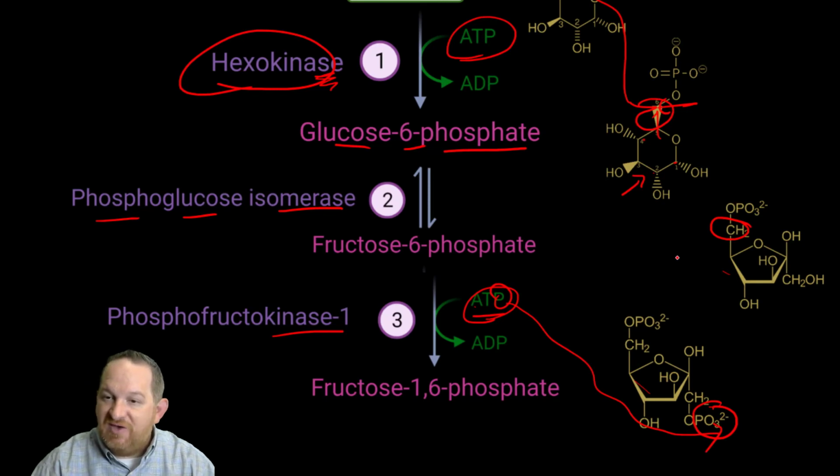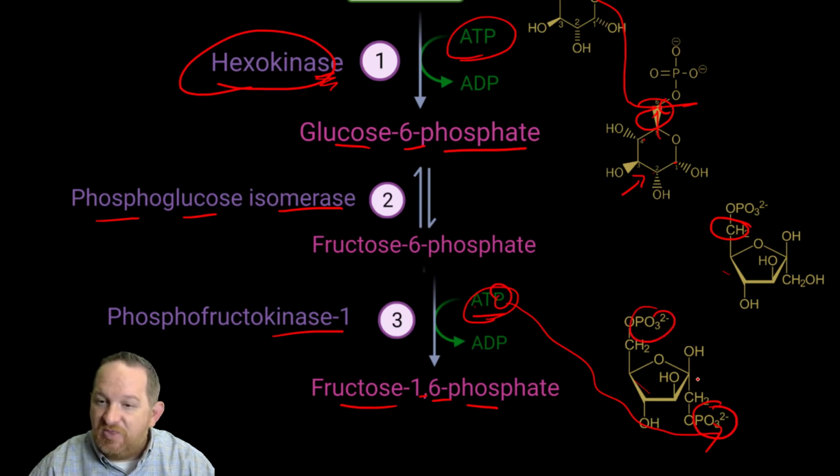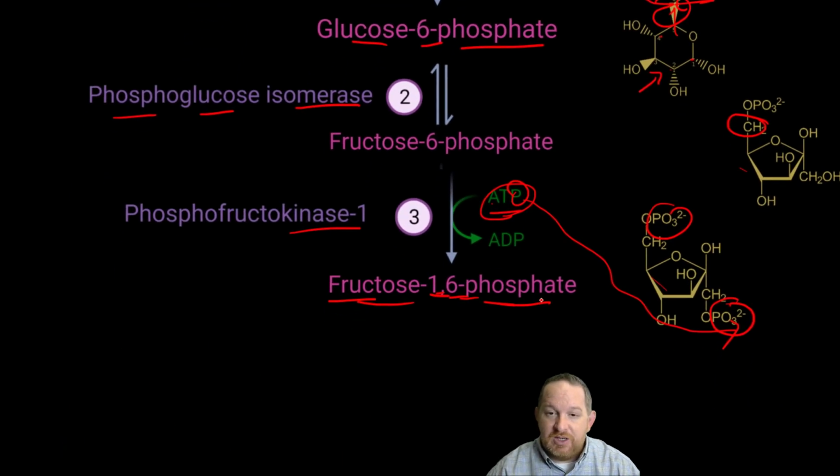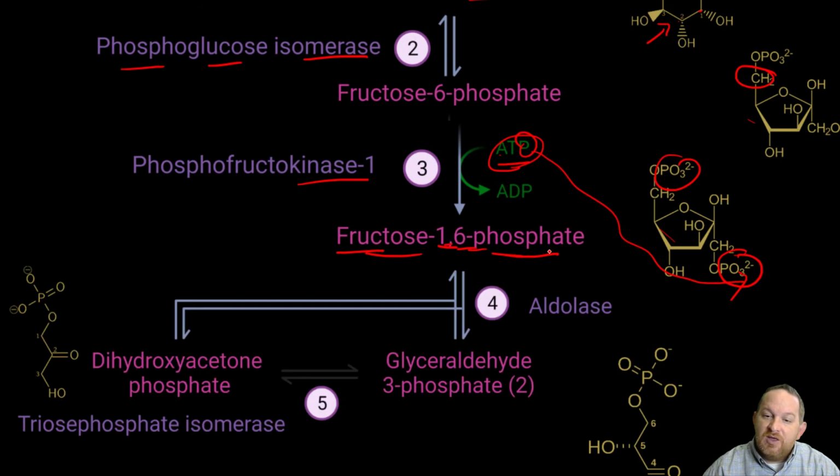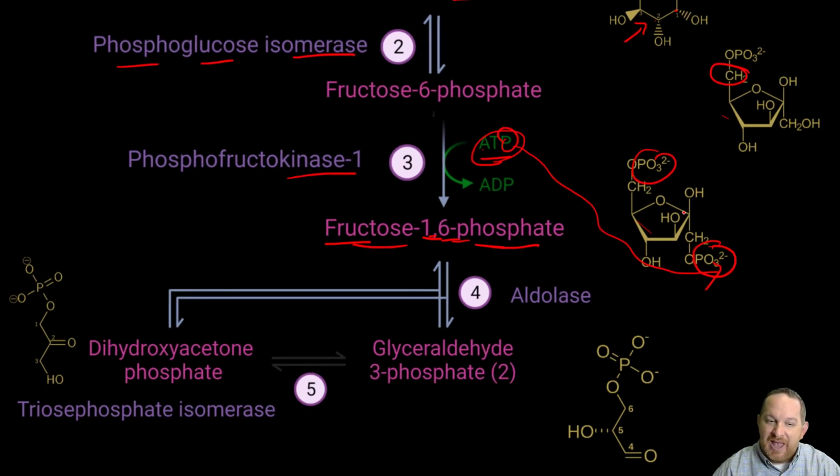So now notice what I've added. Fructose 1,6-phosphate has a phosphate on the 1st and the 6th carbon, so we call this fructose 1,6-phosphate. These names get pretty complex, right? Then this 6-carbon sugar is finally ready to split in half.